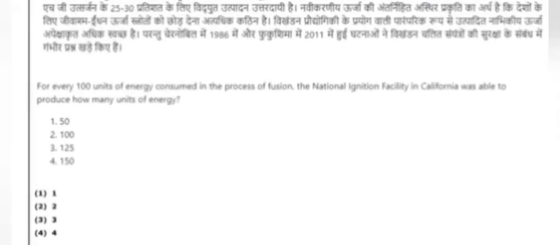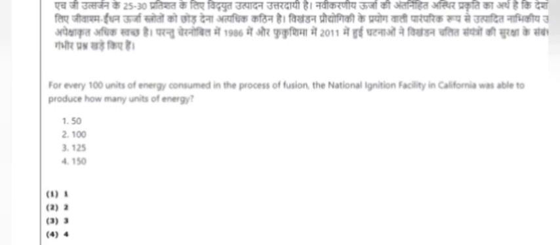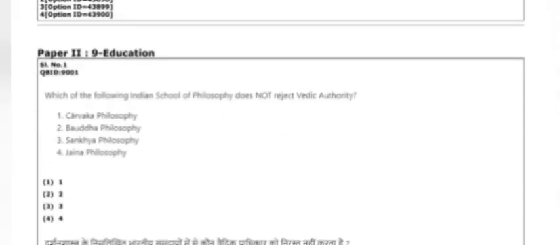Last question of this question paper. It says, for every 100 units of energy consumed in the process of fusion, the National Ignition Facility in California was able to produce how many units of energy? 50, 100, 125, 150. 150 will be correct. I hope it will be correct, so please try to verify from your own part.